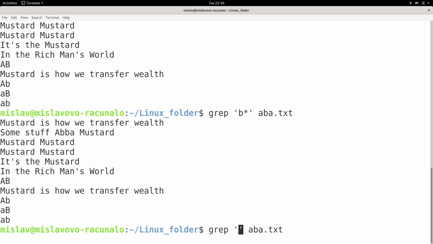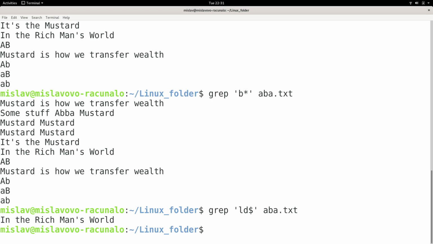Then we can match the beginning of lines by using this sign, and we can match the ending of lines by using this sign. If I wanted to say, give me all the lines that end with LD, we should only get, I think, this line, in the rich man's world. I press enter, and I only get that line, because this is the only line that ends with LD.